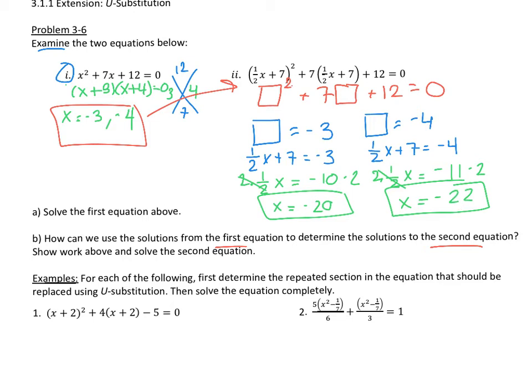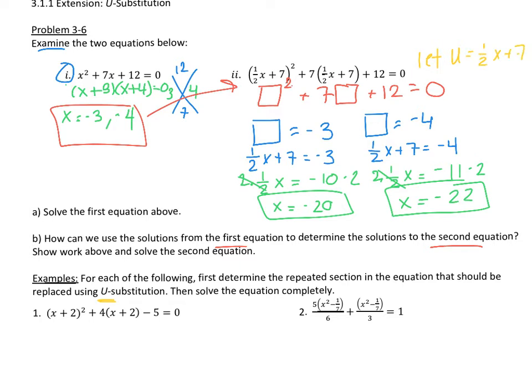So what this is typically called is a U substitution, and you could call it anything. You could call it a T substitution, a Y substitution, whatever. You could plug any variable in there. U substitution is pretty common, and what that would mean is in the beginning up here I would have said let U equal 1/2 x plus 7.